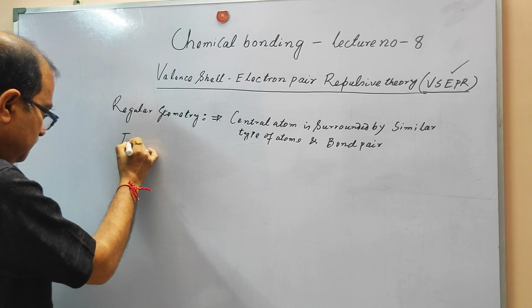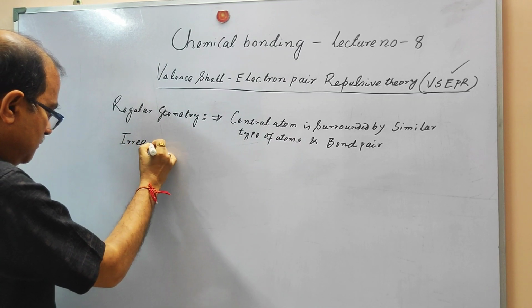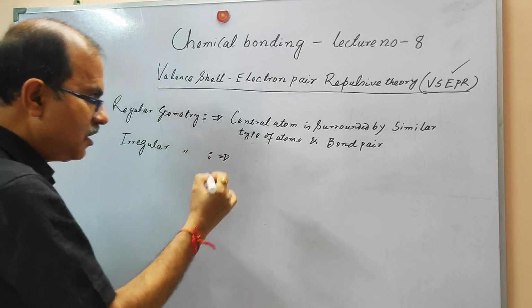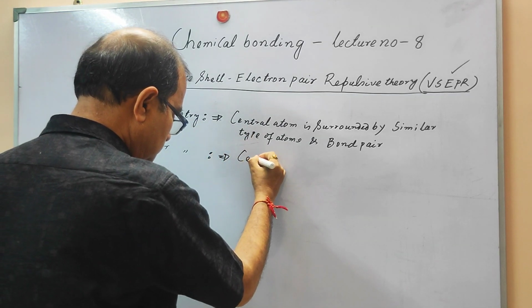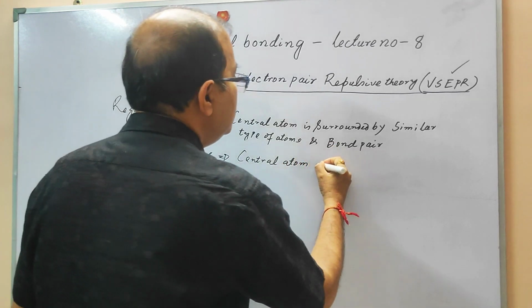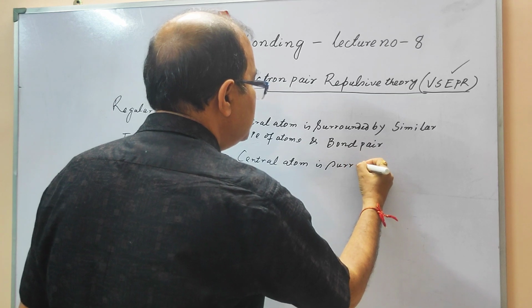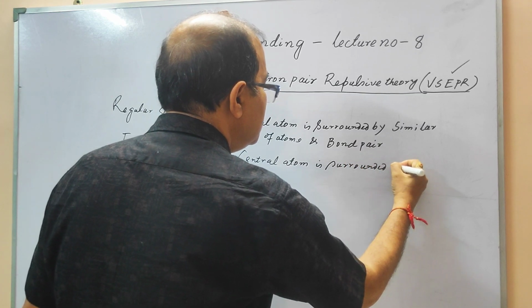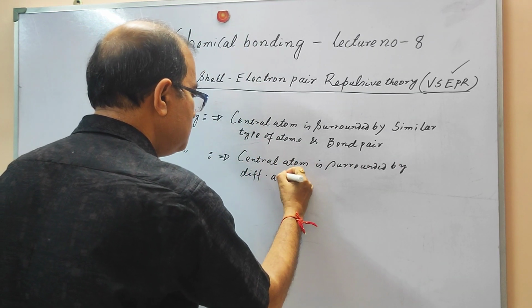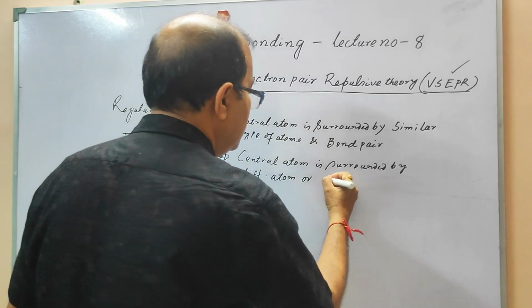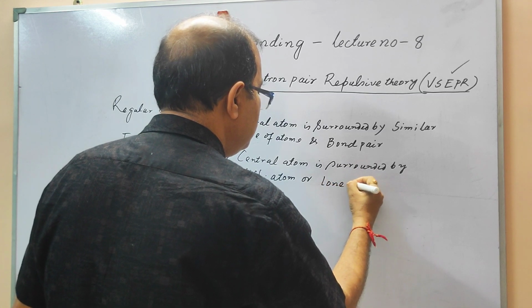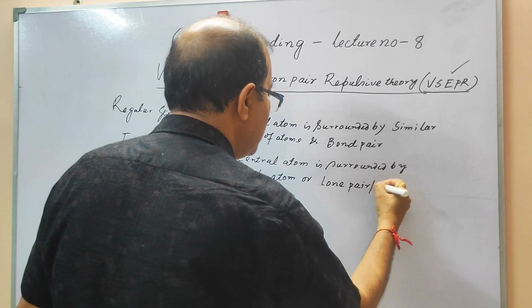And irregular geometry of the molecule is when the central atom is surrounded by different atoms, or by lone pairs and bond pairs.